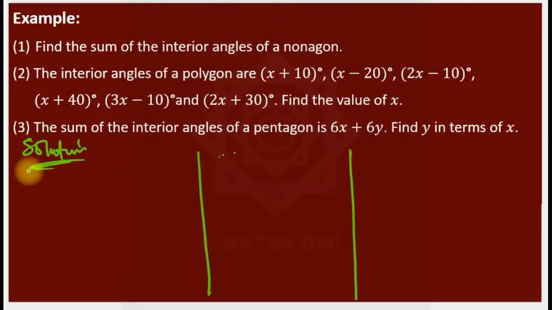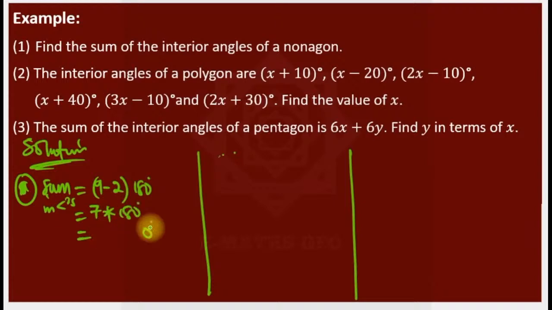So the first one, number 1, a nonagon is a 9-sided polygon. So the sum of the interior angles is now equal to 9 minus 2 times 180, which is 7 times 180. So our answer is 0. That's 0. This is 6. Carry 5 plus 5. That's 1,260 degrees. So this is the sum of all the interior angles of this polygon.